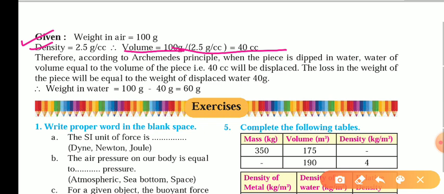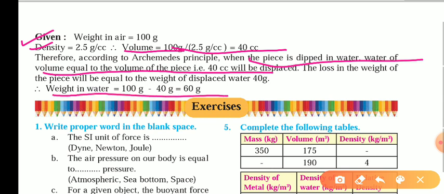Therefore, according to Archimedes' principle, when the piece is dipped in water, water of volume equal to the volume of the piece, that is 40 cubic centimeter, will be displaced. The loss in the weight of the piece will be equal to the weight of displaced water. So weight in water, 100 gram minus 40 gram, and that will be equal to 60 gram.